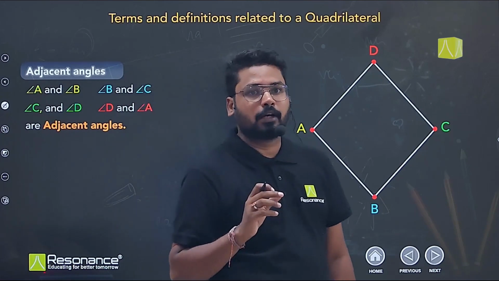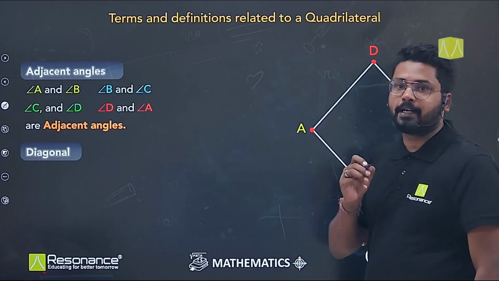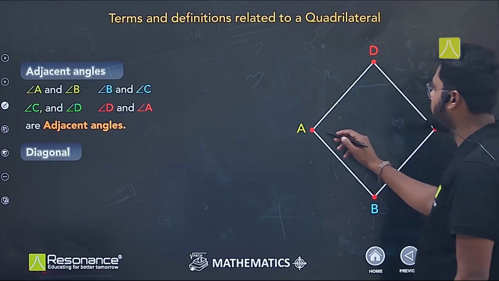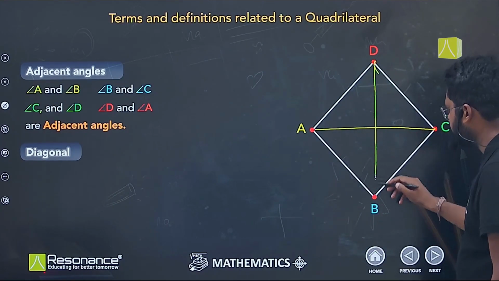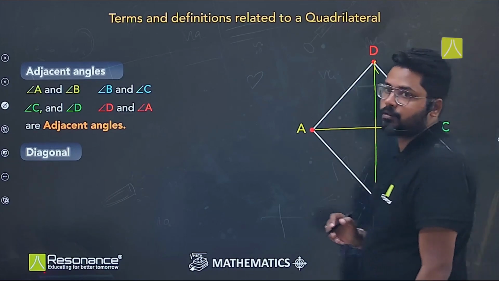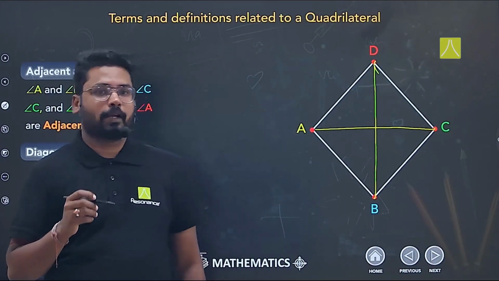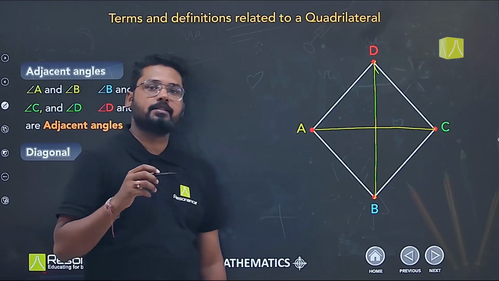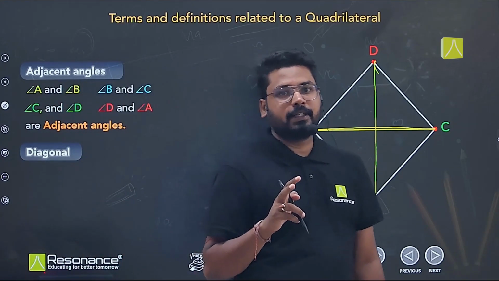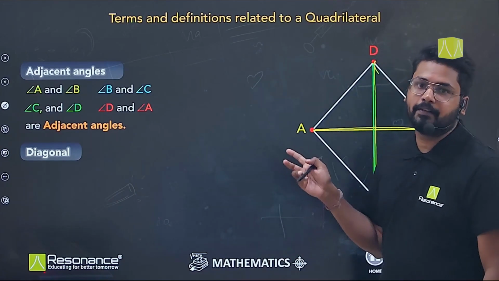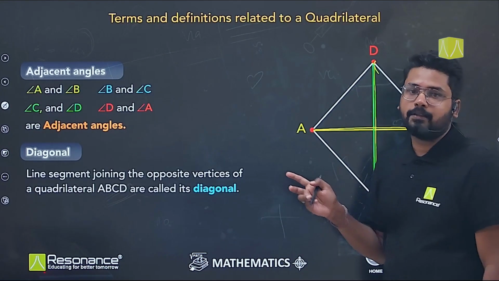Now our last term is the diagonal. A diagonal is made if we connect opposite vertices, like if I connect from A to C and from D to B. These are two diagonals. For a polygon with n sides there are n minus 2 diagonals from... for a quadrilateral, it is 4 minus 2, so 2 diagonals. So AC and BD, we have connected AC and BD. This figure has 2 diagonals: first is AC and second is BD.